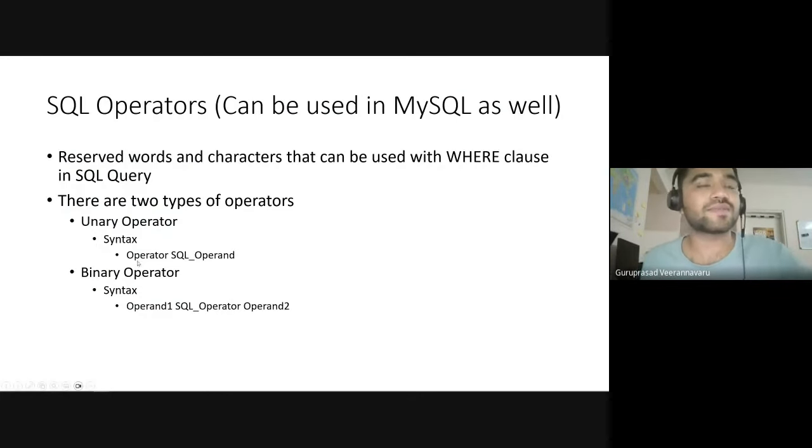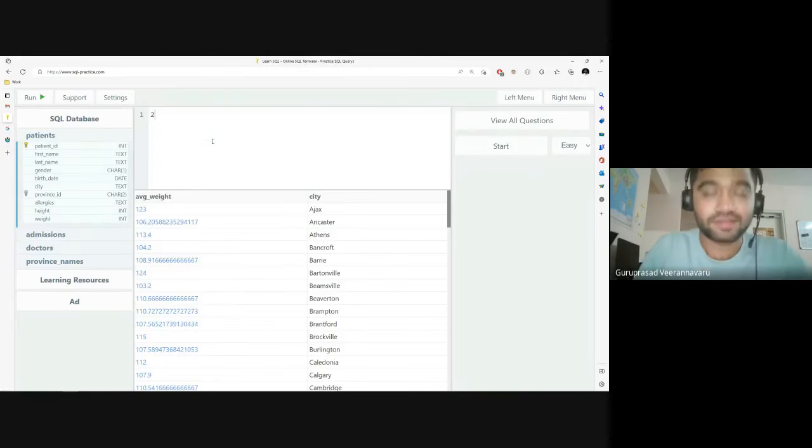The syntax is, in the case of a unary operator, the operator comes first and then the operand, the value. In the case of a binary operator, you have the operands at the beginning and at the end, and the operator in the middle, just like how we had 2 plus 3. Plus is the operator, and the operands are on either side. Okay.